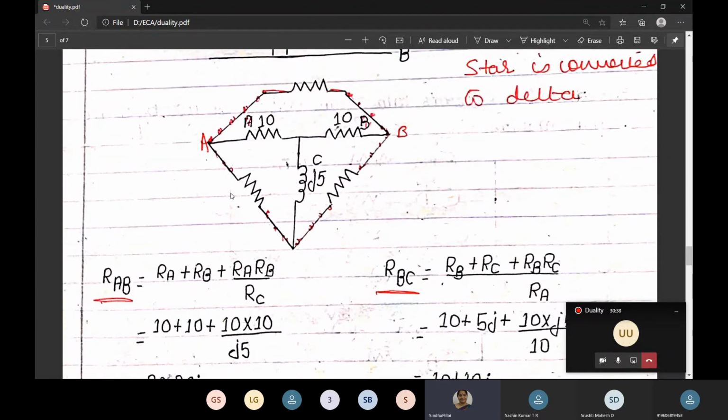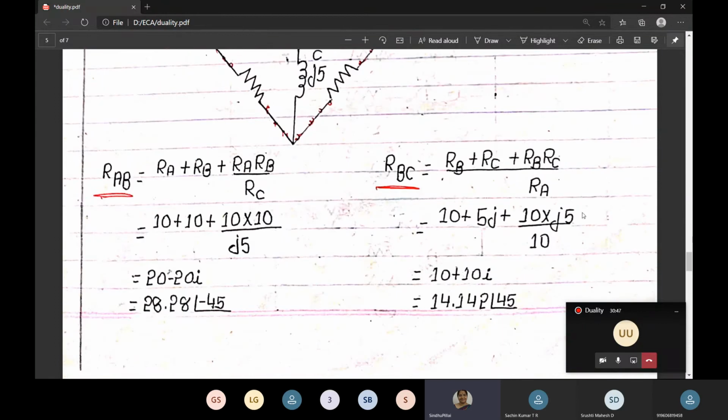Similarly we have to go for the other branch, that is RBC. That is 10 plus J5 plus 10 into J5 divided by 10. So the answer will be 10 plus 10I. We got the second branch also. Like that go for the third branch. Okay. You have to do all the three branches. You will get the answer here also 10 plus 10I.